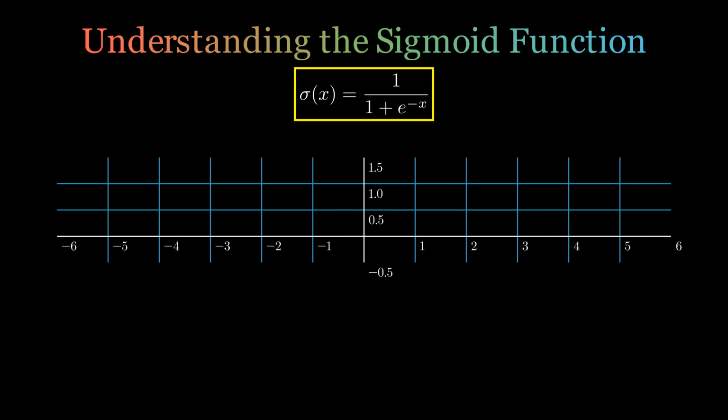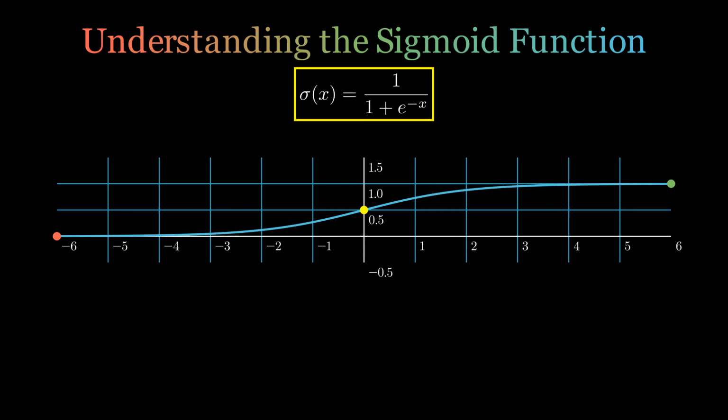Now, let's visualize the sigmoid curve. The sigmoid function maps input values to a range between 0 and 1. As you can see, the curve transitions smoothly from 0 to 1, with a steep change near x equals 0. For large positive inputs, the sigmoid function approaches 1. For large negative inputs, the sigmoid function approaches 0.